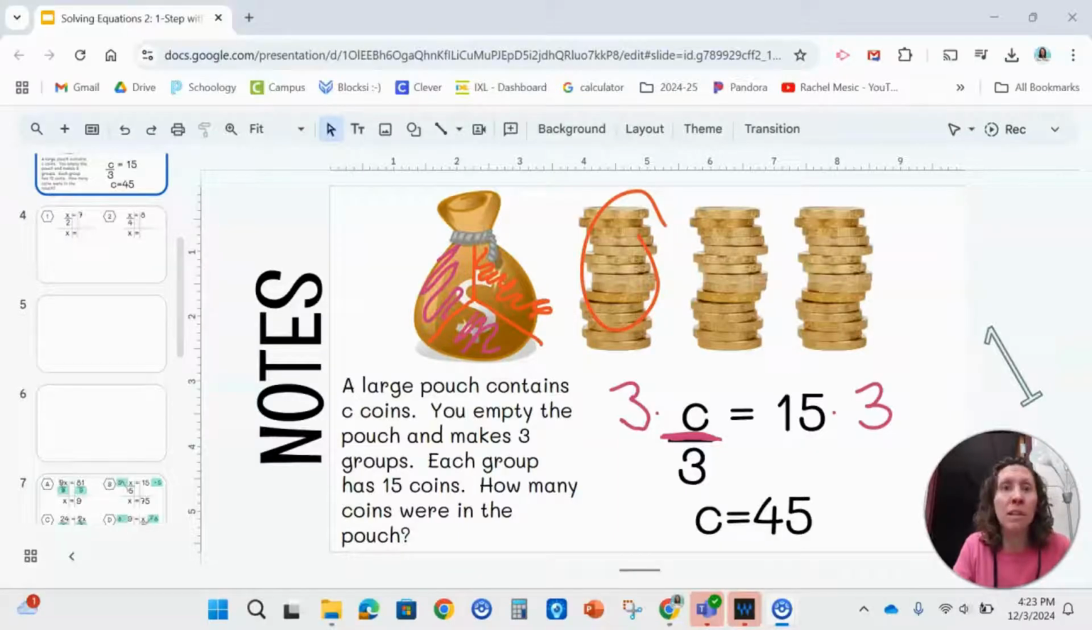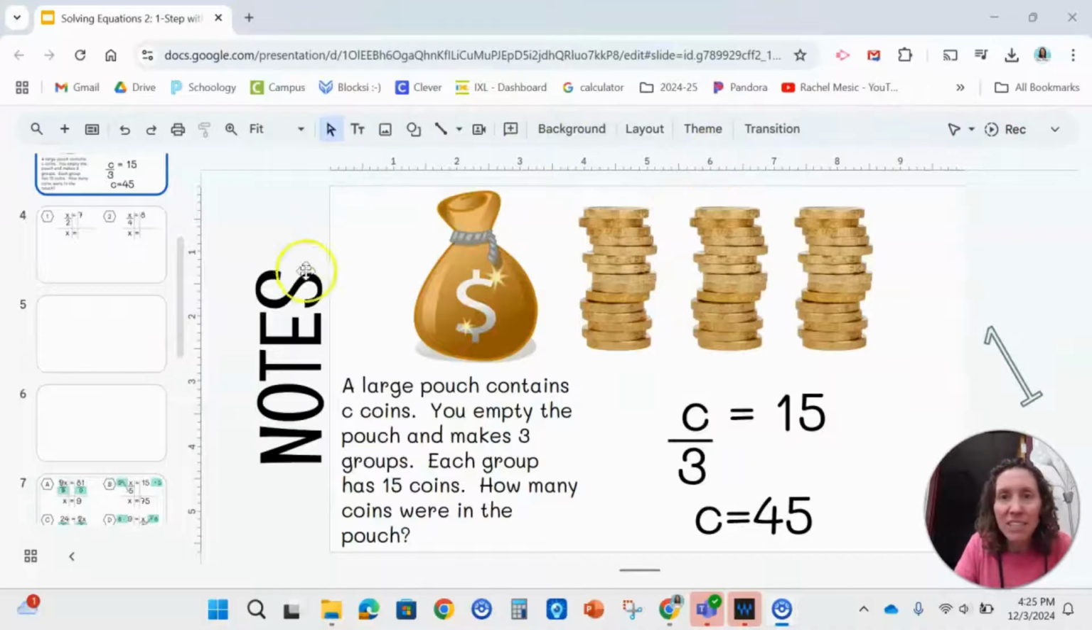Now some people are going to be confused, and they're going to be like, well, 3 times 3 is 9. Well, actually this 3 is in the numerator, and this one's in the denominator, and that says 3 thirds. And 3 thirds is 1 whole. And 1c is the same as just c. And then 15 times 3 is 45. We could also double check that if we plug in 45 for c. 45 divided by 3 is 15. So then we know our answer is correct.